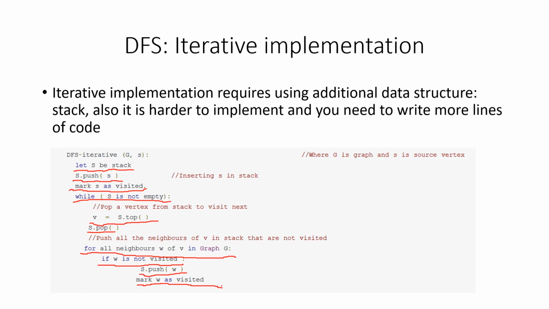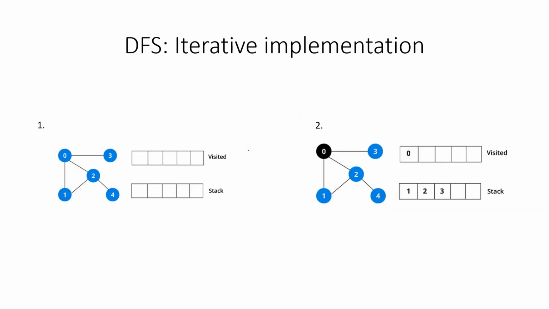So as you can see, there are 1, 2, 3, 4, 5, 6, 7, 8, 9, 10 lines of the code. So it means that you need to write more lines of code. So let's take a look at how the iterative implementation works.